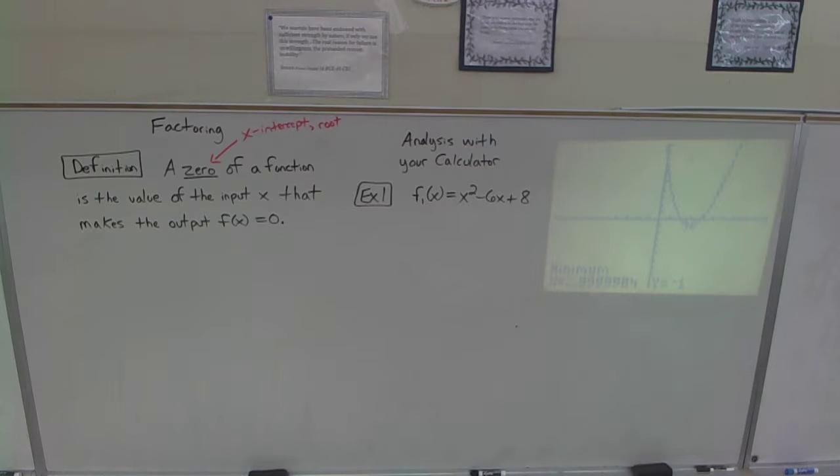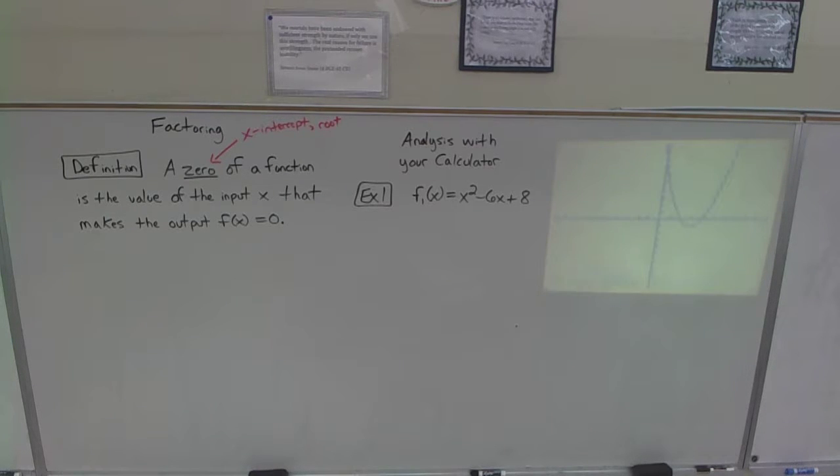Okay, so we found the vertex. Let's find the zeros. So second, calculate. What do you know? It has something called zeros. There's 2 of them. Let's find this one. Left, right, enter. So one of the zeros is 2. You put 2 in, you get 0 out.